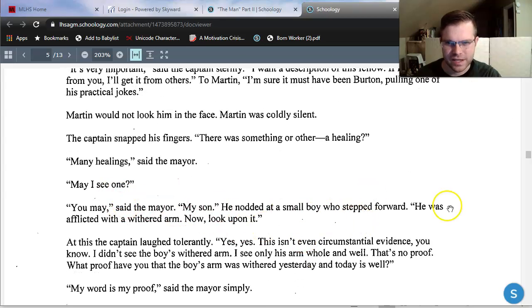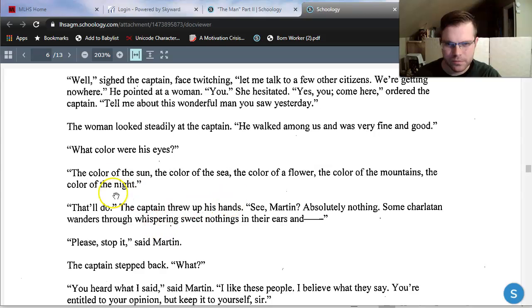The mayor says that his son was afflicted with a withered arm that the man healed. This sounds a whole lot like a specific healing that Jesus gave out in the Gospels. As we continue, notice this description of the man's eyes: the color of the sun, the color of the sea, the color of a flower, the color of the mountains, the color of the night. Just this description of beauty and creation ties him to God as well.